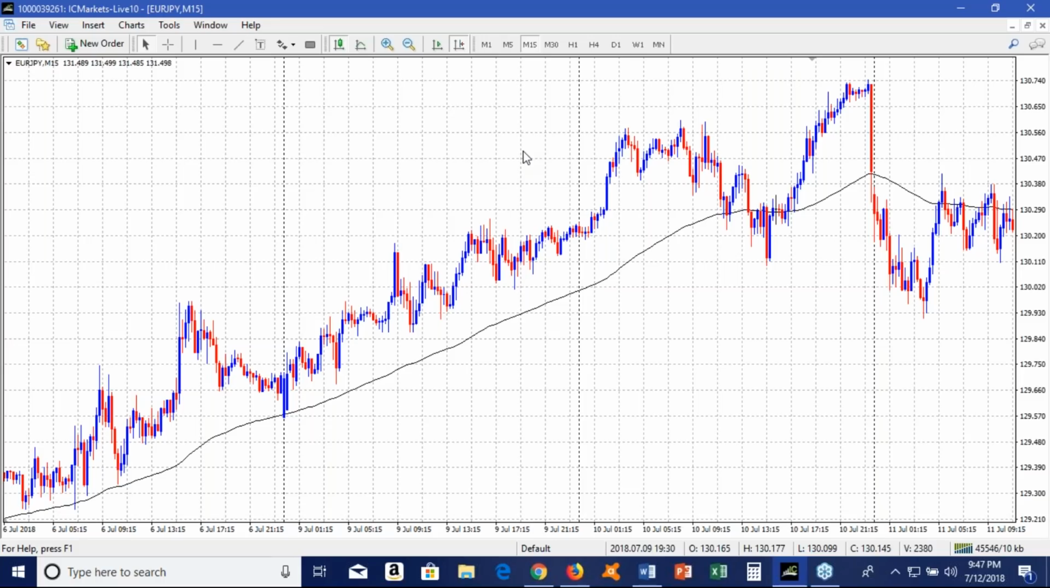Speaking of risk to reward, as I said, with a very tight stop loss and no take profit, you're minimizing the risk, but you're maximizing the reward. Why would you want to limit how much you make? That's not what you came into this for, right?